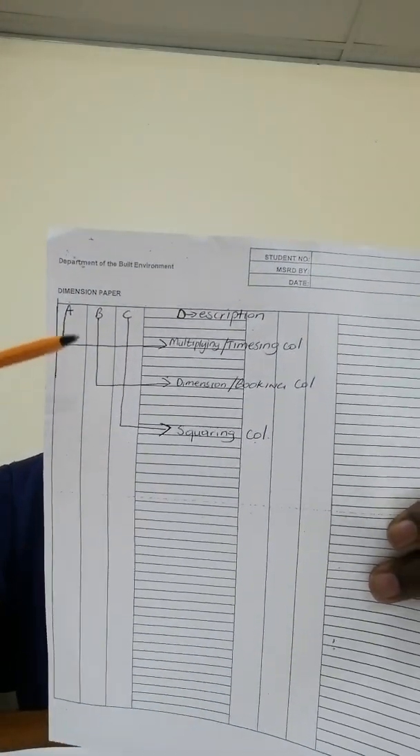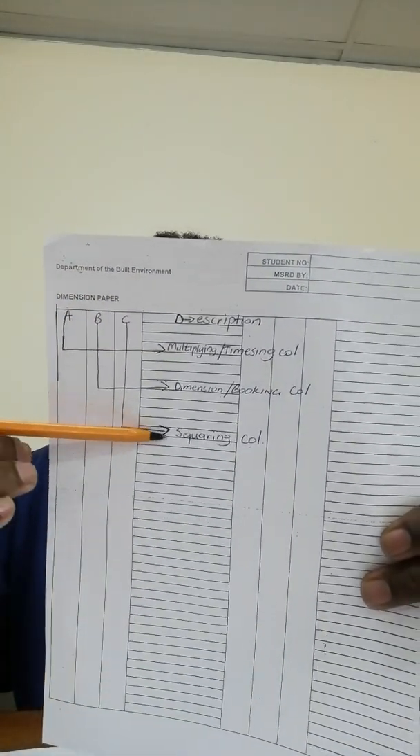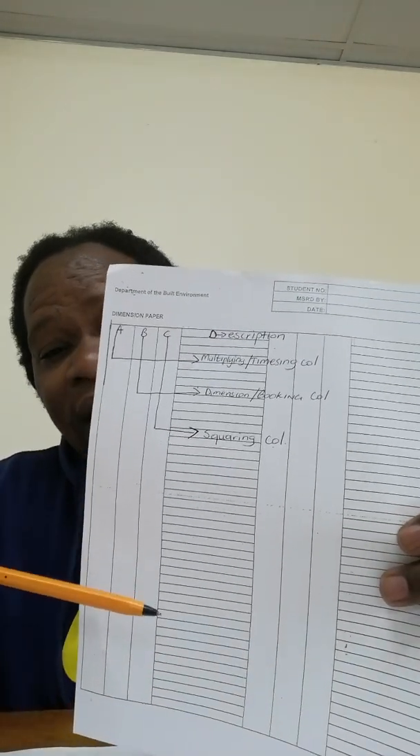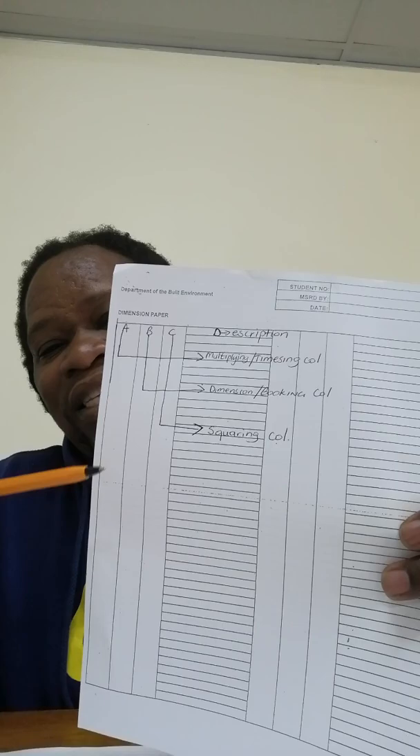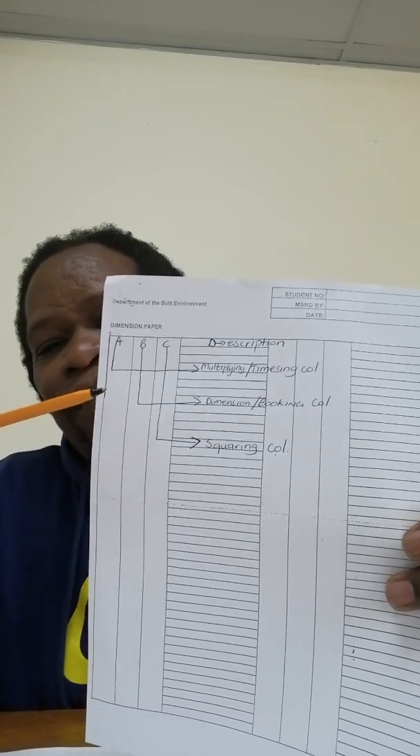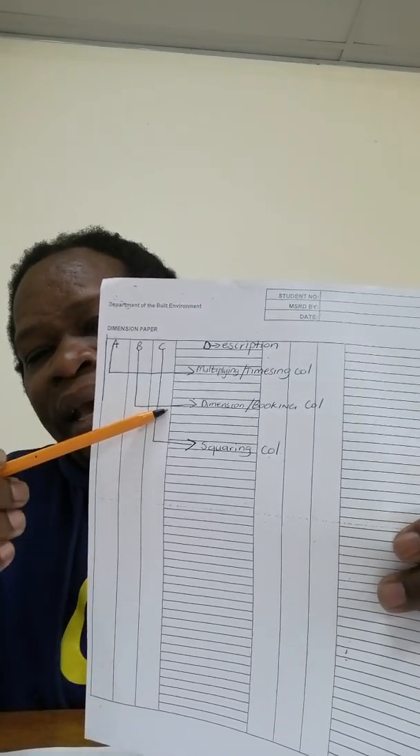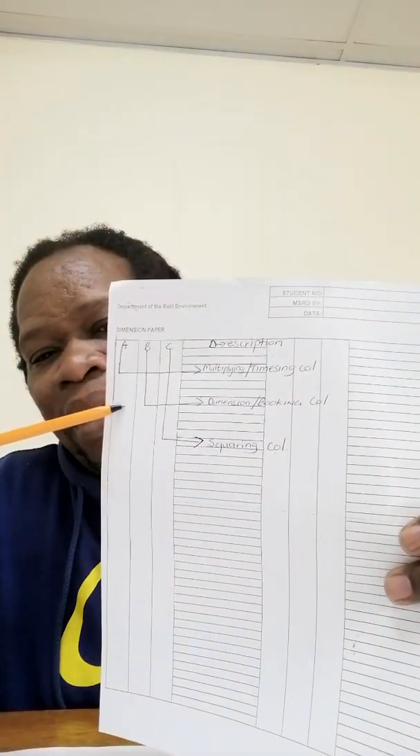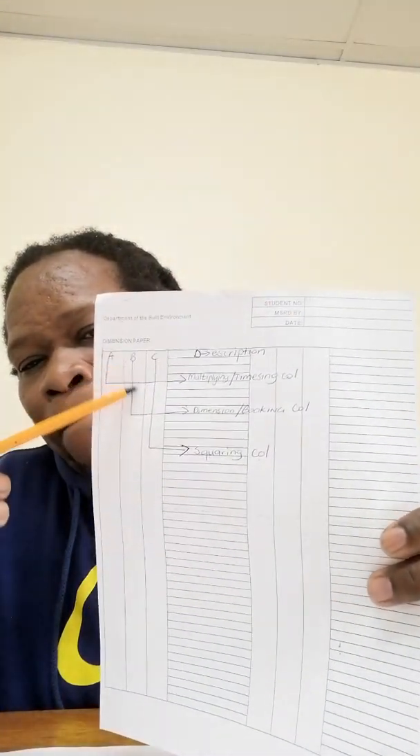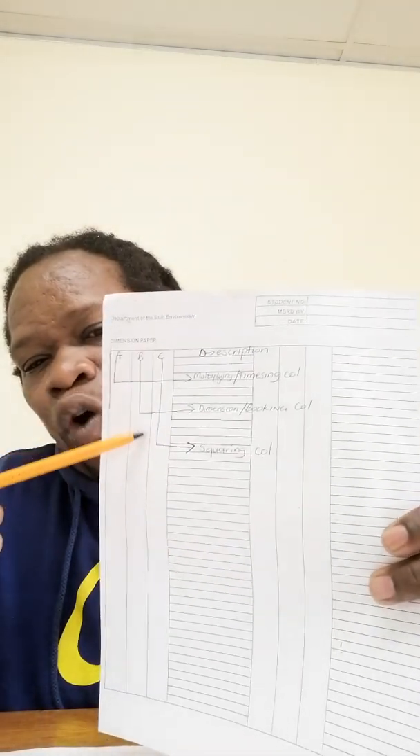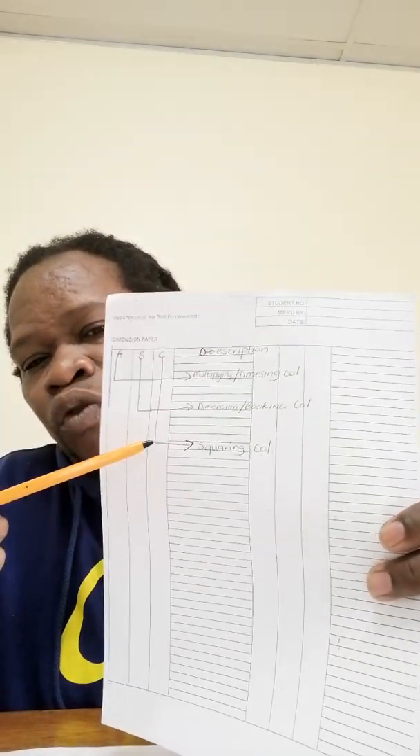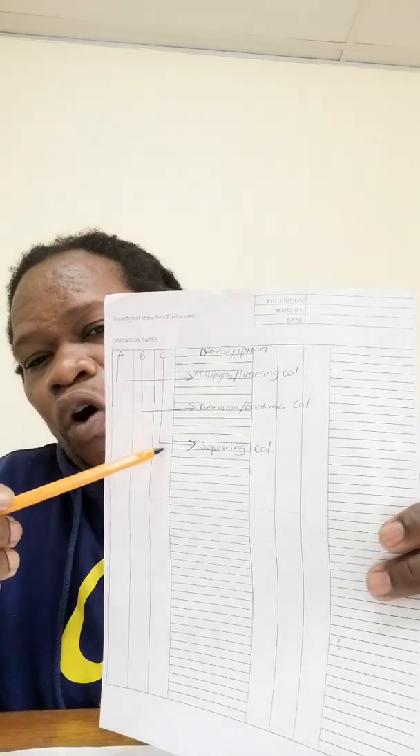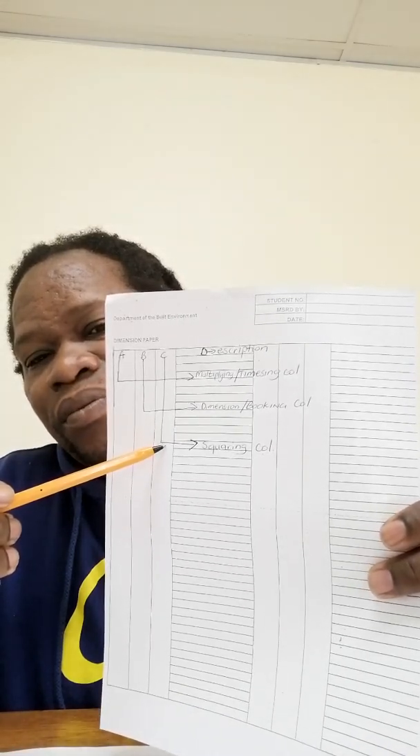Okay, we've got another column, that is column C. Column C is called the squaring column. That's where the answers of A and B will be booked. We said column A is the timesing, column B is the dimension, and column C is the squaring. You book the answers on column C.